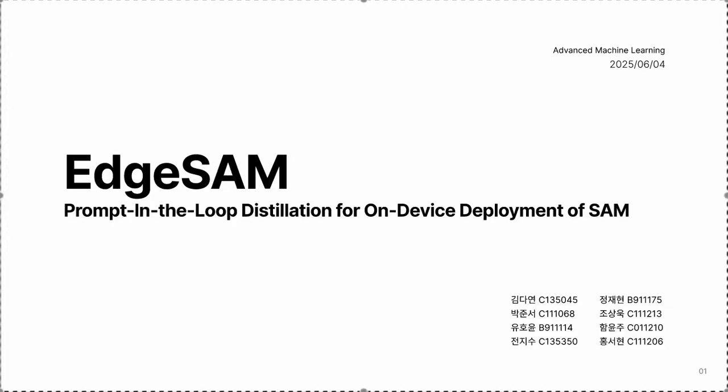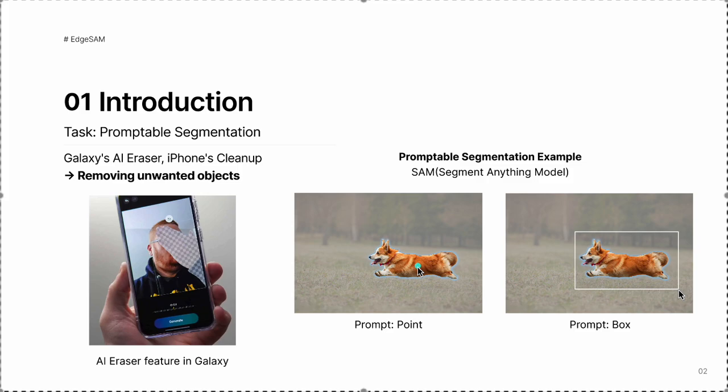Hello, today we're going to present a paper about EdgeSAM. If you have ever tried Galaxy's AI Eraser or cleanup feature on iPhone, you will know that you can select or remove objects just by a couple of touches. These are done by promptable segmentation, and the representative model is called SAM, which stands for Segment Anything Model.